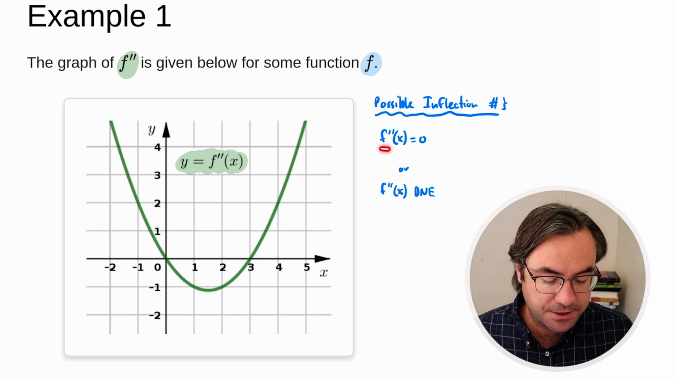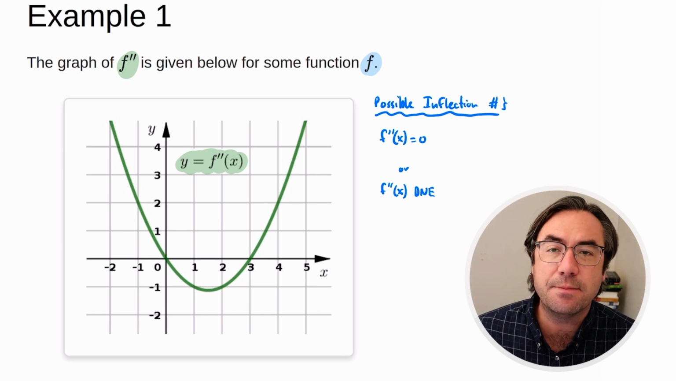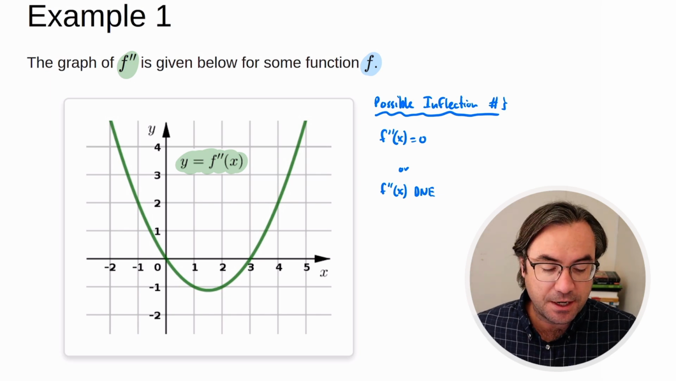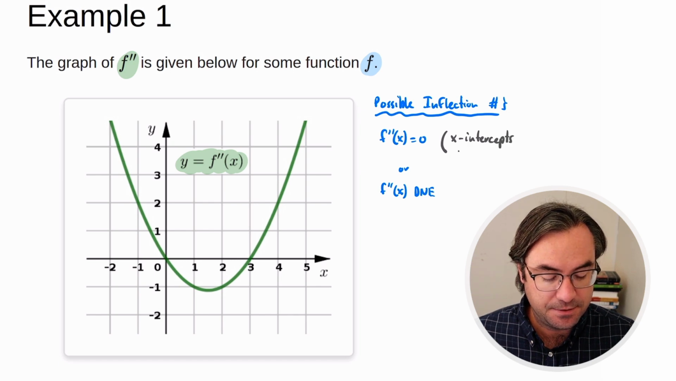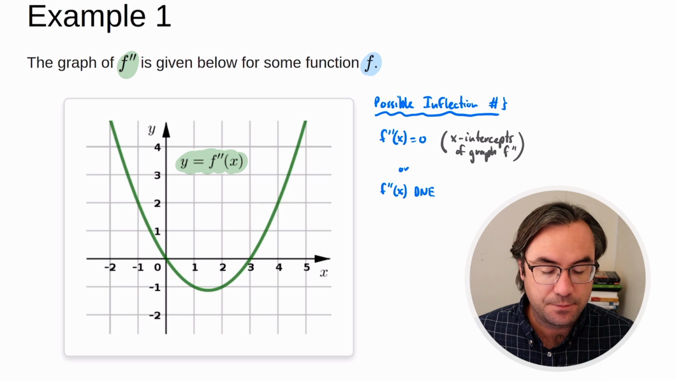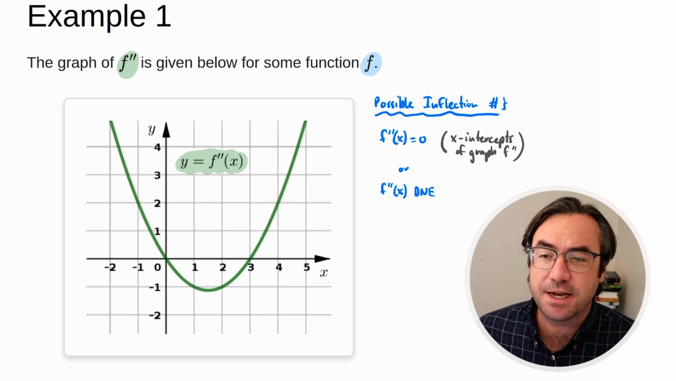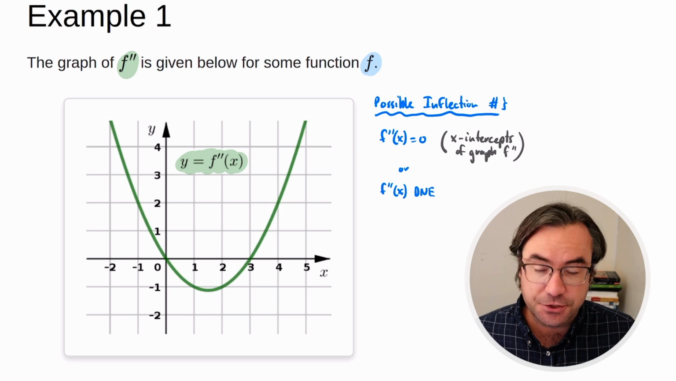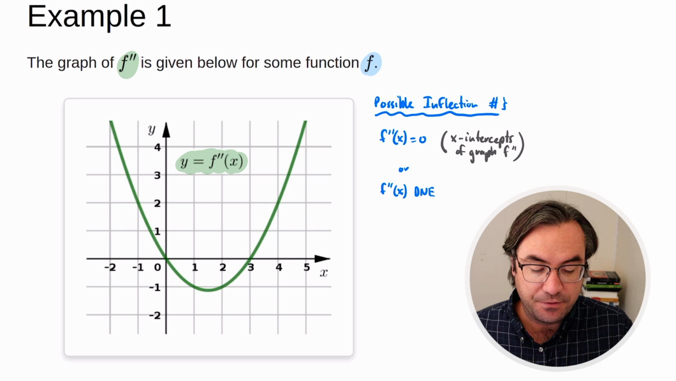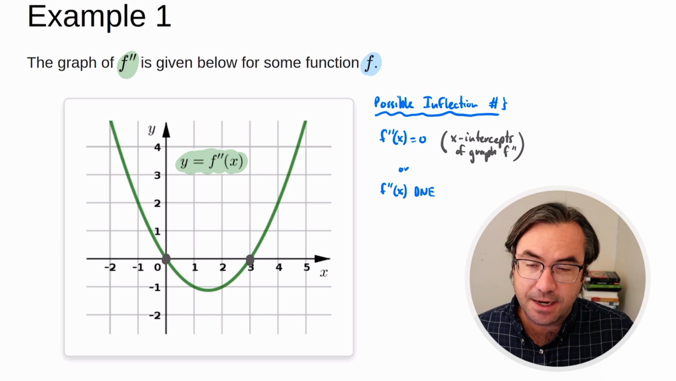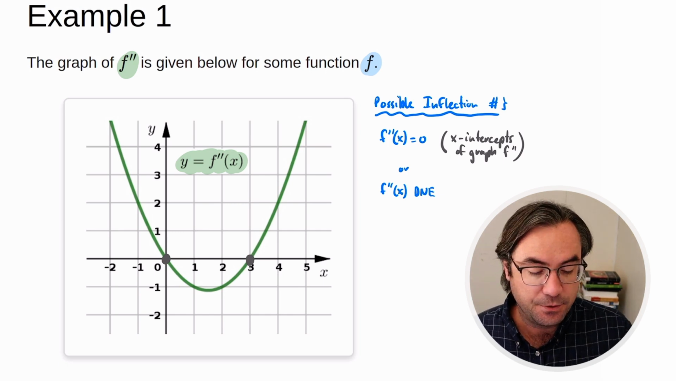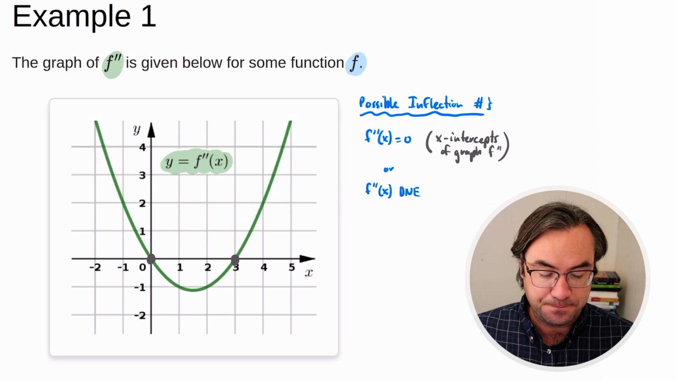All right, so let's start with f double prime equal to 0. These are essentially the x-intercepts. Where does the graph of f double prime cross the x-axis? We want to know where this crosses the x-axis. And on this one we see there are two places. It crosses at x equals 0, and then it crosses again at x equals 3. So we've got two x-intercepts.